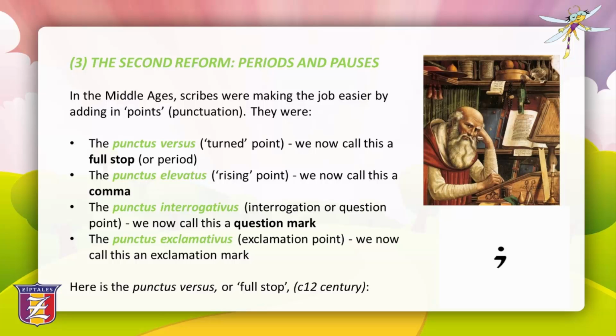The punctus exclamativus, exclamation point, a point showing that the voice should rise and become louder. We now call this an exclamation mark. It looked then like a right slanting colon with a tail.